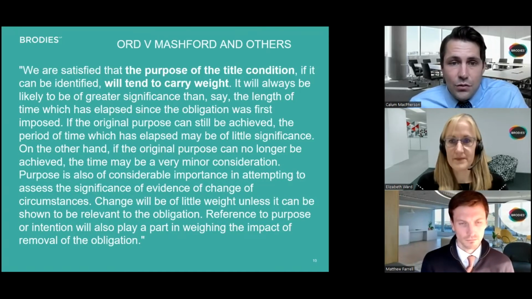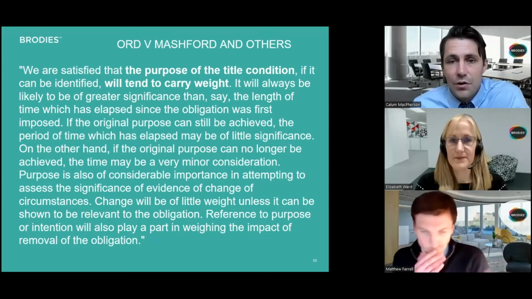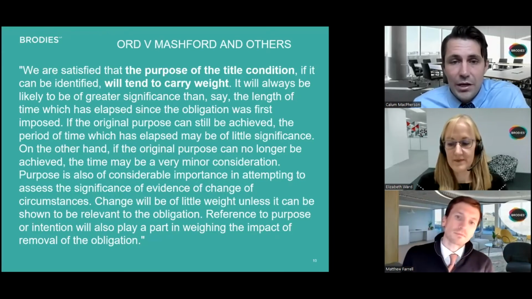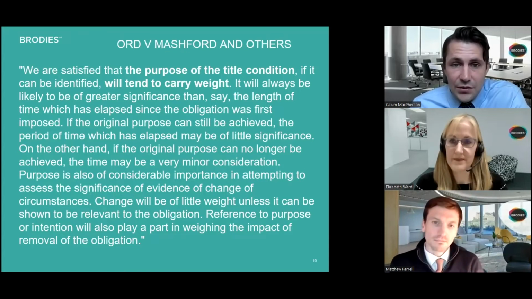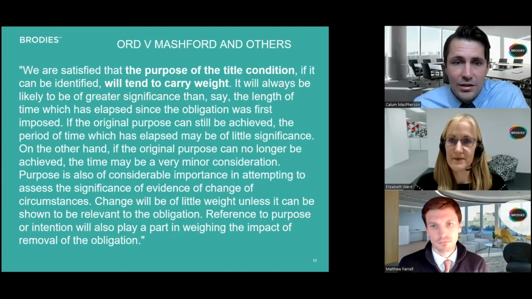I've copied here a quote from another tribunal case, Ordby Mashford. In that case, the tribunal stress that they tend to prioritise the purpose of the title condition and view the other factors through that lens when making their determination. So they said there that we are satisfied that the purpose of the title condition, if it can be identified, will tend to carry weight. It will always be likely to be of greater significance than, say, the length of time which has elapsed since the obligation was first imposed.